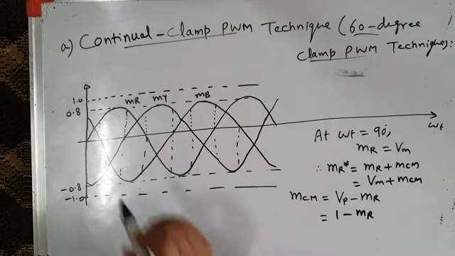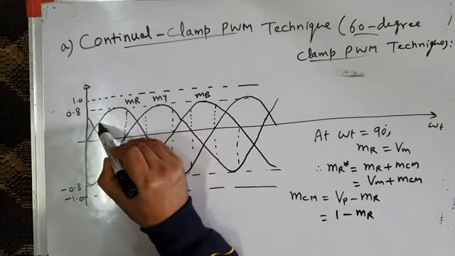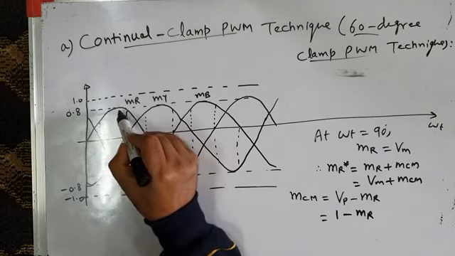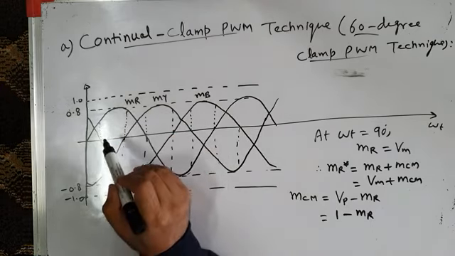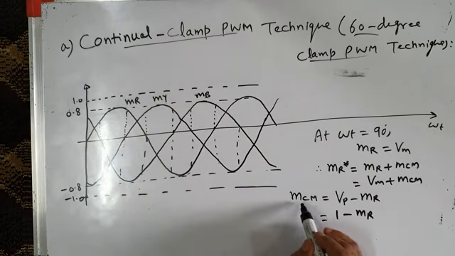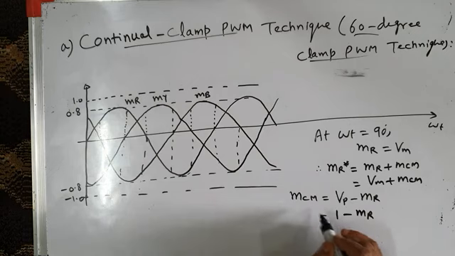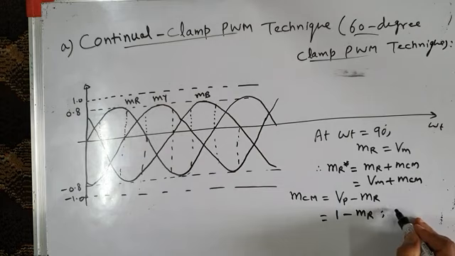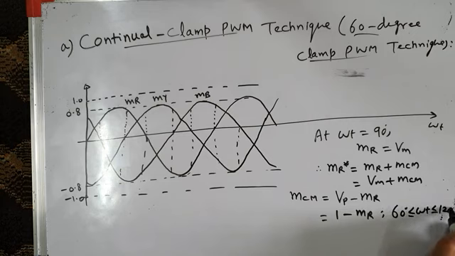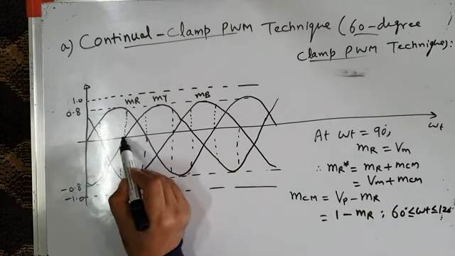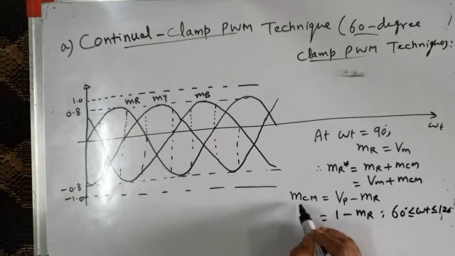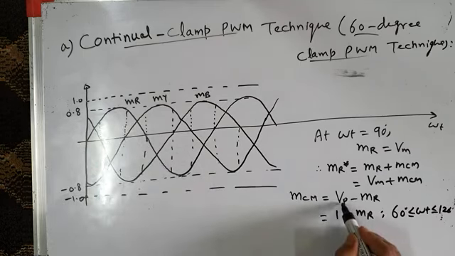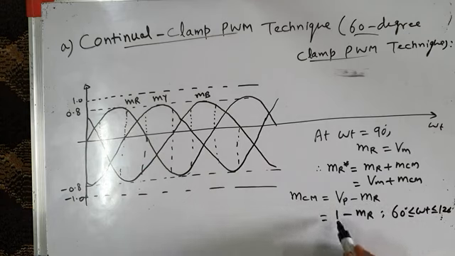Okay. So over this 60-degree interval, that is from 60 to 120 degrees, I want to clamp phase leg R to the positive DC bus. It can be done if I inject a common mode signal whose value is given by 1 minus MR over this interval, from 60 degrees to 120 degrees. Over this interval, I will calculate the common mode signal. This is the formula: peak value minus original modulating wave, and the peak value is 1.